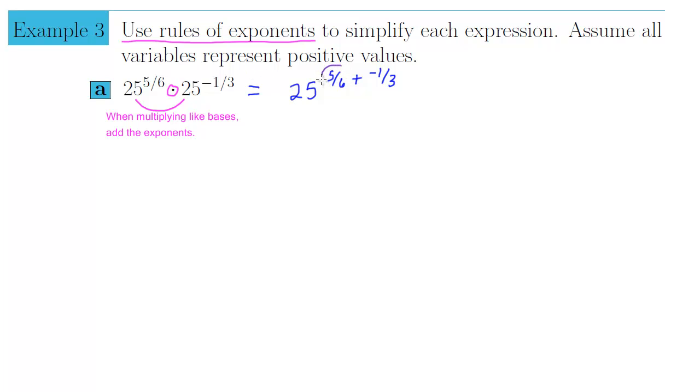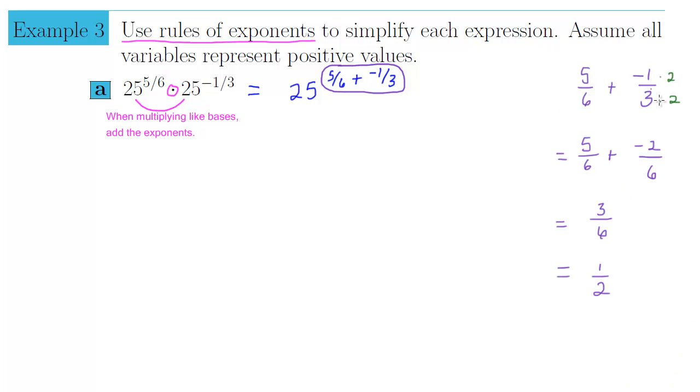Now I have a totally separate problem to deal with. I have to add these two fractions. Okay, so let me go off to the side and add 5/6 and negative 1/3. So there's my work for adding 5/6 and negative 1/3. I need a common denominator, which is 6. So I multiply the second fraction here by 2 over 2. Combine the numerators, and then in the end I have to reduce it. So this 1/2 is what's going to go in for this expression here.